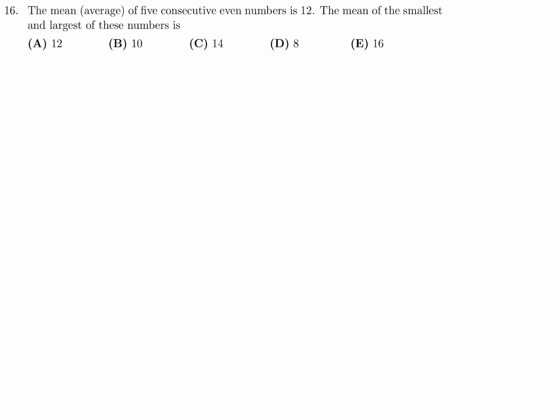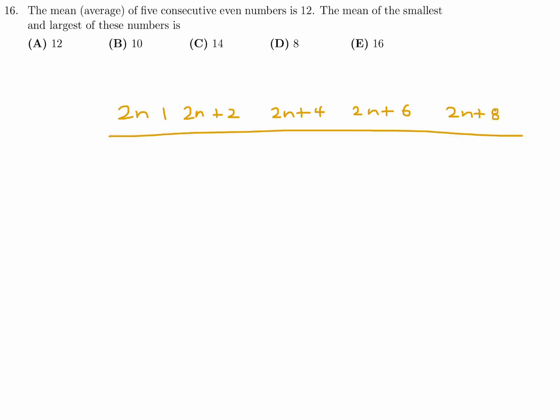The mean average of 5 consecutive even numbers is 12. The mean of the smallest and largest of these numbers is... Okay, you can do this by inspection or you can do it the long way. I'll do it the long way, why not? They're even numbers, so they're of the form 2n plus 2, 2n plus 4, 2n plus 6, and 2n plus 8. Those are 5 consecutive even numbers. And they're saying that when you add them and take the average, so there's 5 of them, that result will be 12.